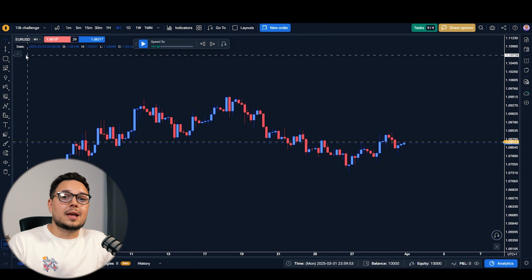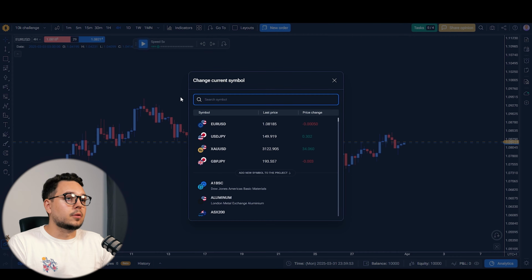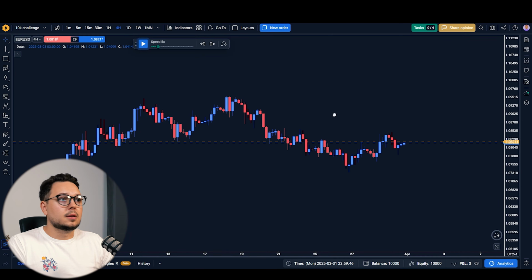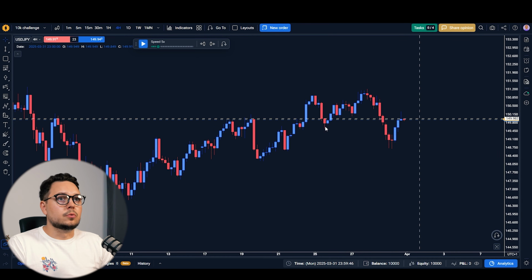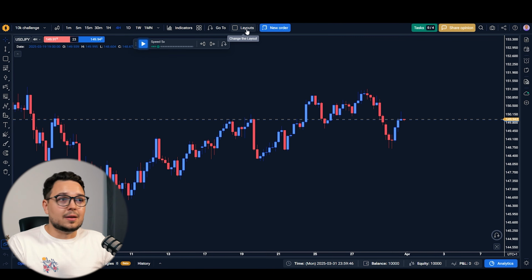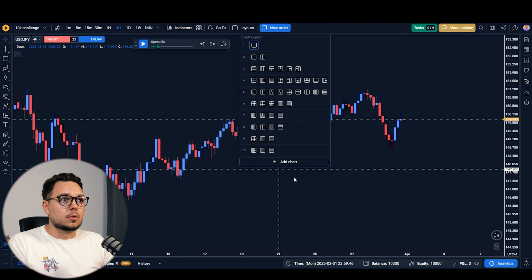Now, if you want to select another currency pair that we chose, you just go on the left side over here, top left, and you can select USD Japanese yen, gold, or GBP Japanese yen. Click OK. It comes up with a new chart, USD Japanese yen on the 4-hour time frame. If you want to analyze them simultaneously, there are certain layouts you can use, let's say 3 layouts.